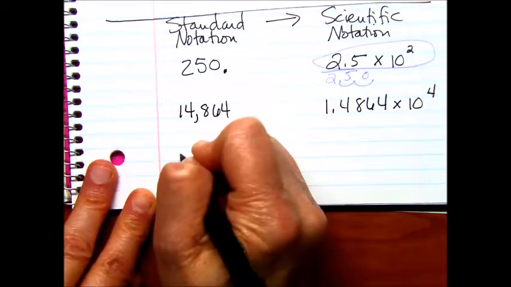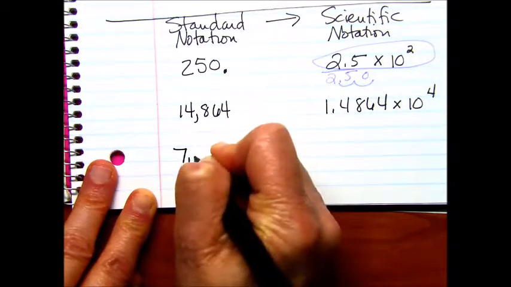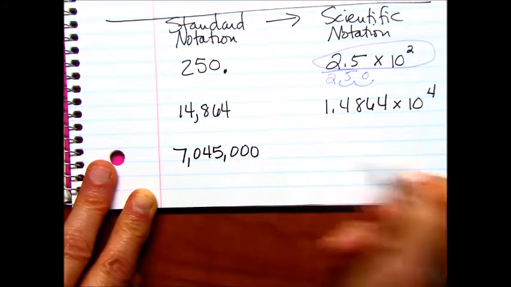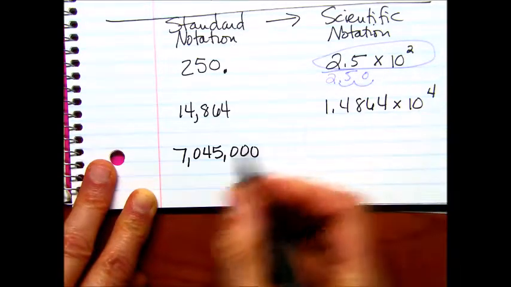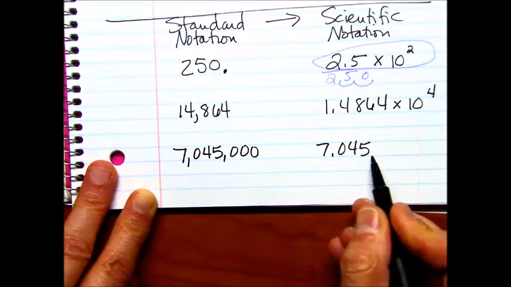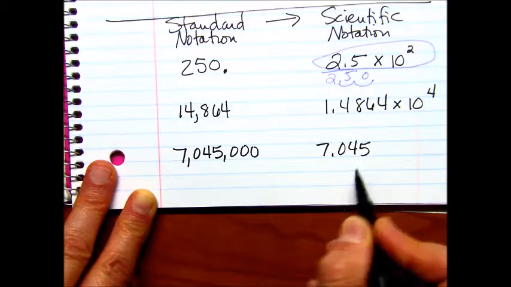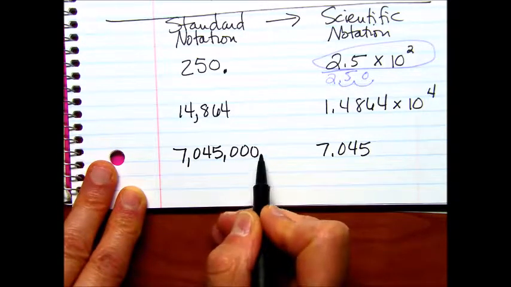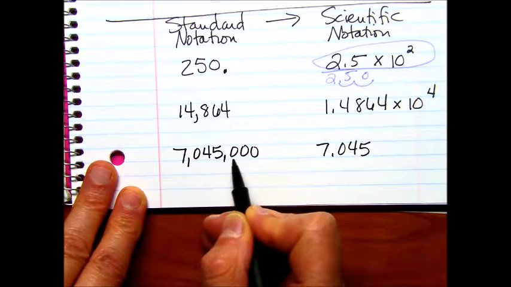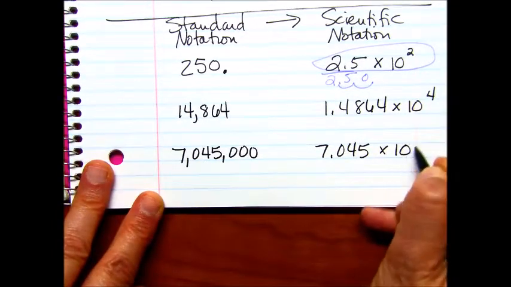Let's do another. Let's say we've got 7,045,000. Okay, so again we're going to go 7.045. We don't need to put the zeros after that last digit. But we want to know how many places we're moving from here, not from the 5. So we're going to go 1, 2, 3, 4, 5, 6. So that's 7.045 times 10 to the 6th power.